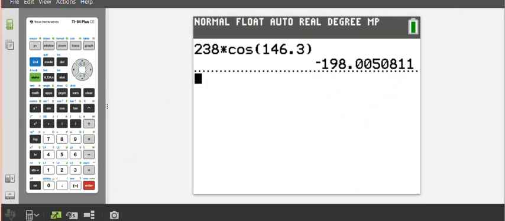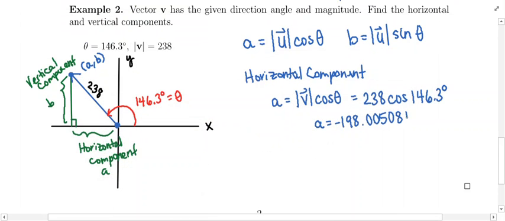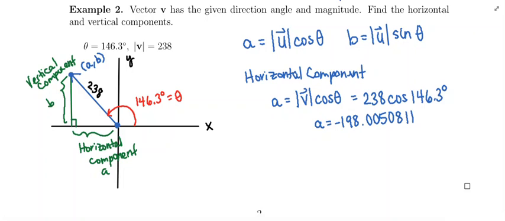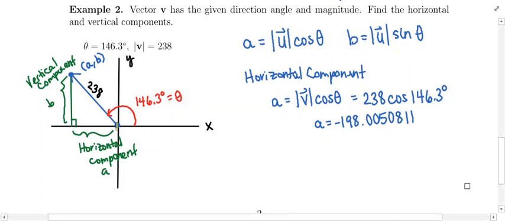I'll write the rest of this, okay? All right, so that is the horizontal component. That means if you're measuring from the origin, this yellow distance along the x-axis is going to be this number, negative 198.0050811.